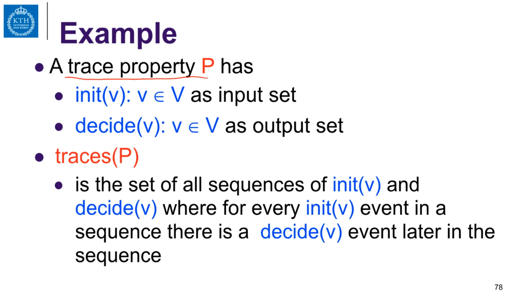Here is an example of a trace property that is a liveness property. We have the same signature as before, the init(v) and decide(v), and our liveness property says P, or the traces of P, is a set of all sequences of init(v) and decide(v), where for every init event in the sequence there is a corresponding decide event later in that sequence. So the good thing is that the decide happens.